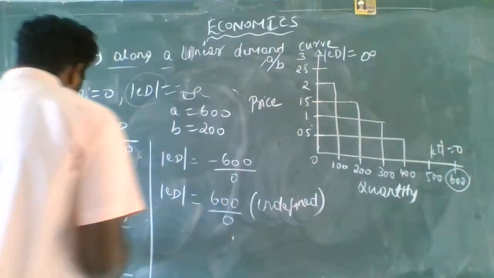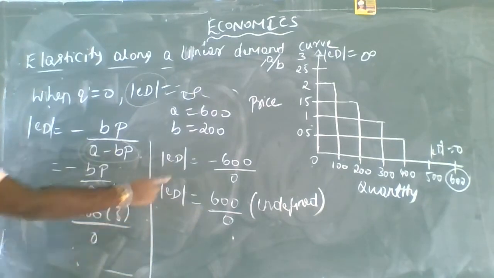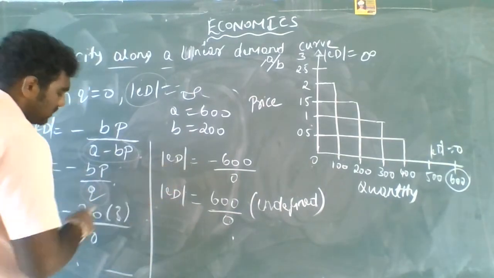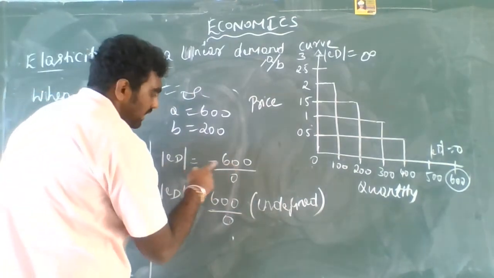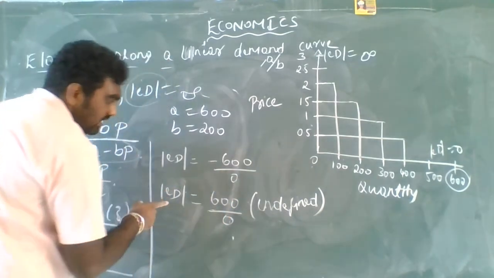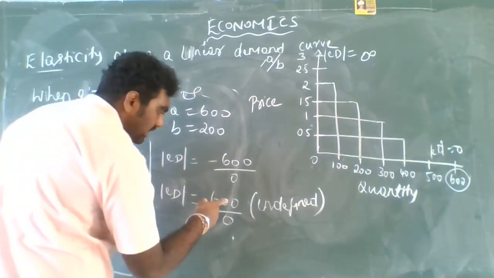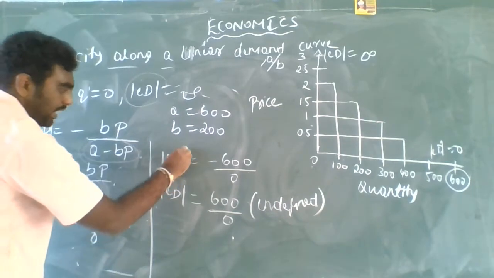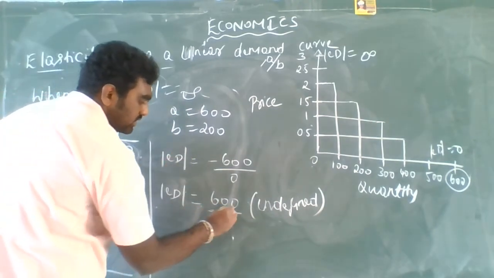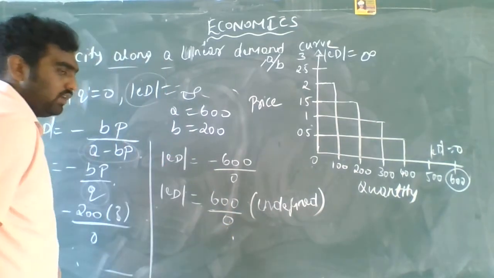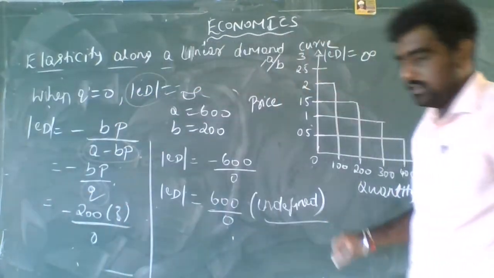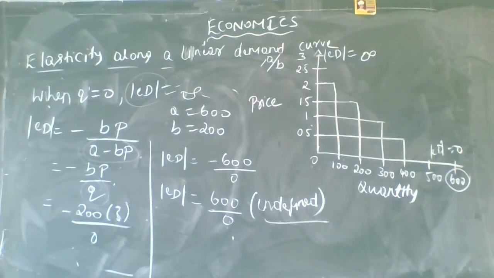You know when Q is 0, P is 3, so the elasticity of demand equals 200 into 3, which is 600, minus 600 divided by 0. Elasticity of demand equals 600 divided by 0. When we apply the modulus, it becomes positive, 600 divided by 0. We can tell it as undefined.